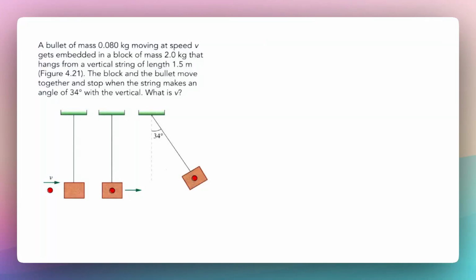mass 2 kgs. As shown in the figure, we have a bullet which is shot at the block, moving with a speed v, and it gets embedded in the block, which has a mass of 2 kilogram and hangs from a vertical with a string of length 1.5 meters. The block and the bullet move together, swing, and stop when this angle is 34 degrees, and we have to find the value of v.